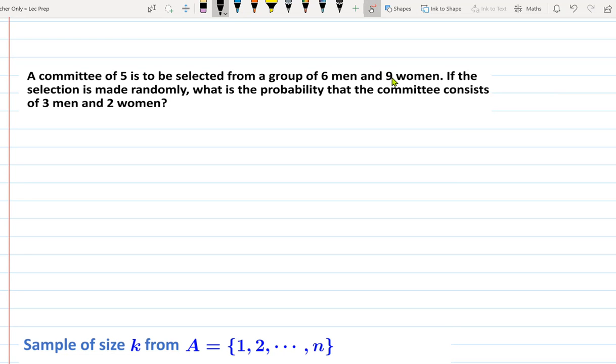We don't really care about their names, we only care about their gender, because the second part of the problem is not asking for anything about the names. It's just saying there are 3 men and 2 women. So in this case, the sample space, you need to select... what is the sample space? That's a good question now.